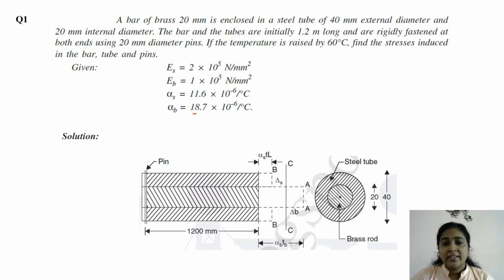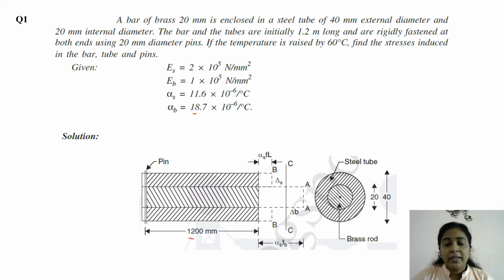Then at the center we have a steel tube. At the center we have a brass bar and the diameter is given as 20 mm, and at the outer we have the steel tube of inner diameter 20 mm and outer diameter 40 mm. And look at the figure, and the length of the member is given as 1.2 meter.